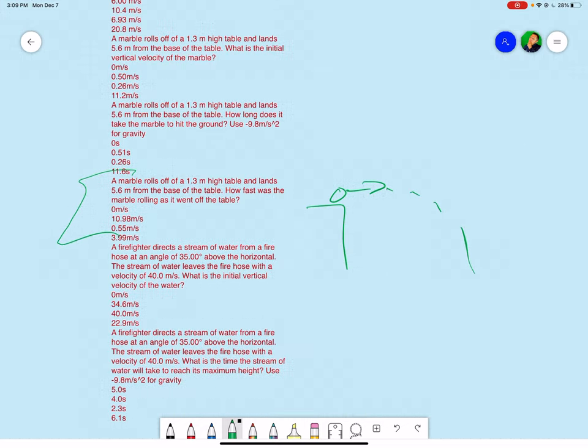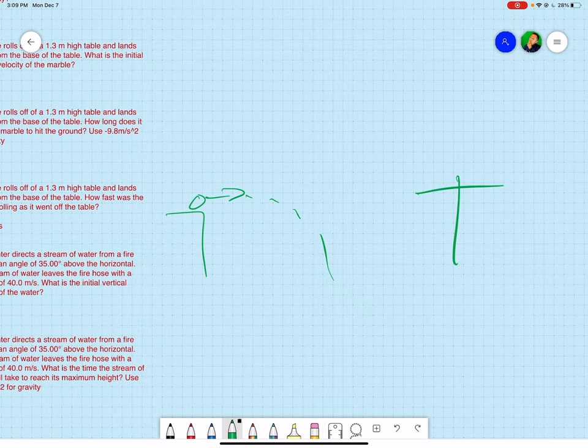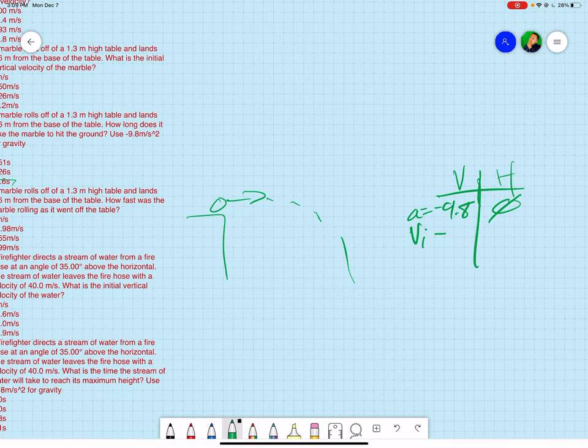When you do a problem like this, you need to always have vertical and horizontal, and keep them separate. So vertically, we know acceleration is negative 9.8. Horizontally, the acceleration is zero. The initial velocity in this case is what you're looking for, but notice how there's no vertical velocity this way. It's only horizontal. That's a horizontal velocity. So the vertical velocity is going to be zero. This one is what you're going to look for.